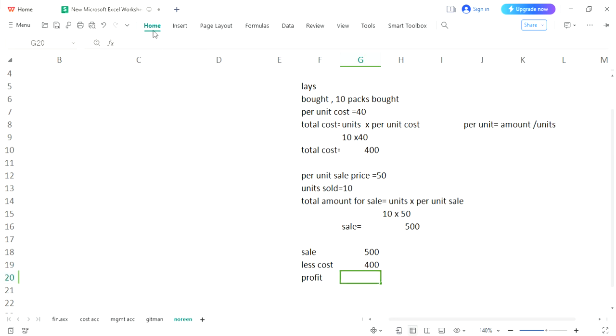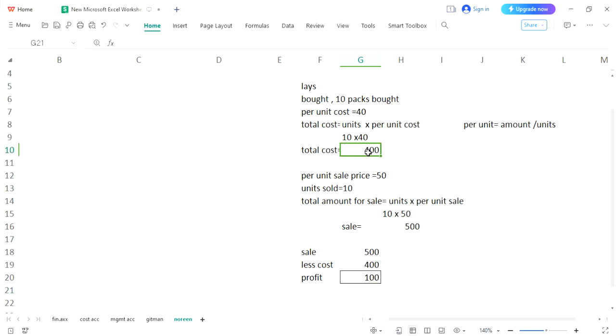How would you calculate your profit? As you know, when you subtract your cost from the sale price, you will be able to calculate your profit. How much was the sale price? 500. And how much is the cost? That is 400. With this you have calculated your profit. I'm very hopeful that you have understood the phenomenon.